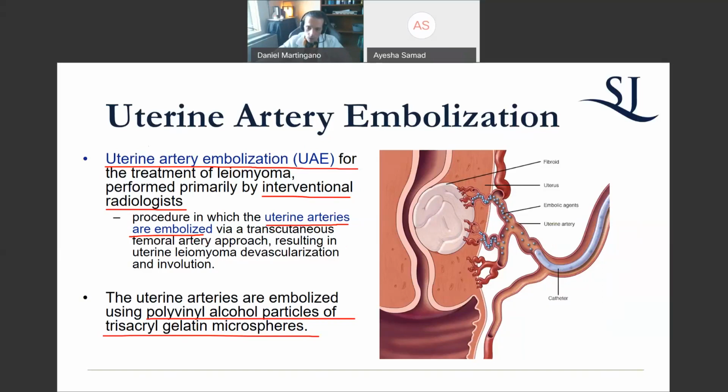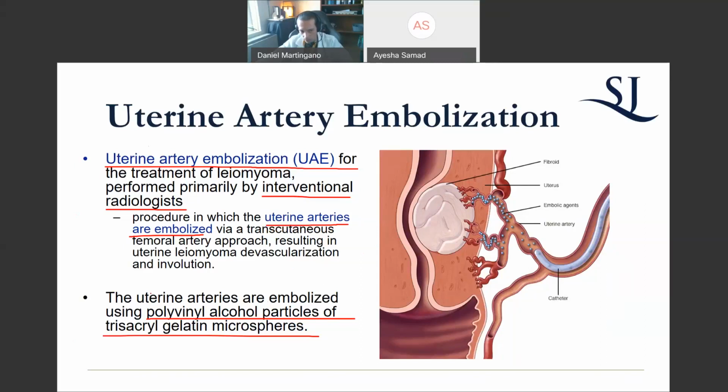And they introduce these particles into the uterine artery, and it embolizes the blood supply to the uterus. Now, what it does is that it will starve our fibroid here from its blood supply, and then it'll die. This is also used in cases of postpartum hemorrhage, if you have an institution that will do it.